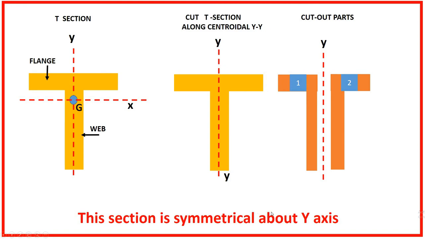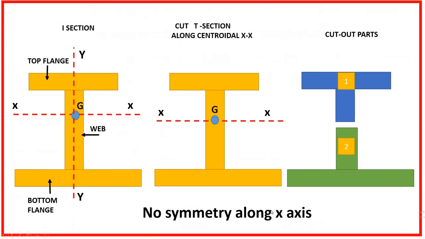Now next. Now we have another section, it is I section. This is top flange of I section and this one is bottom flange of I section. This one is web of I section, and these are centroidal x-axis and centroidal y-axis. Now let us cut the section along x-axis.